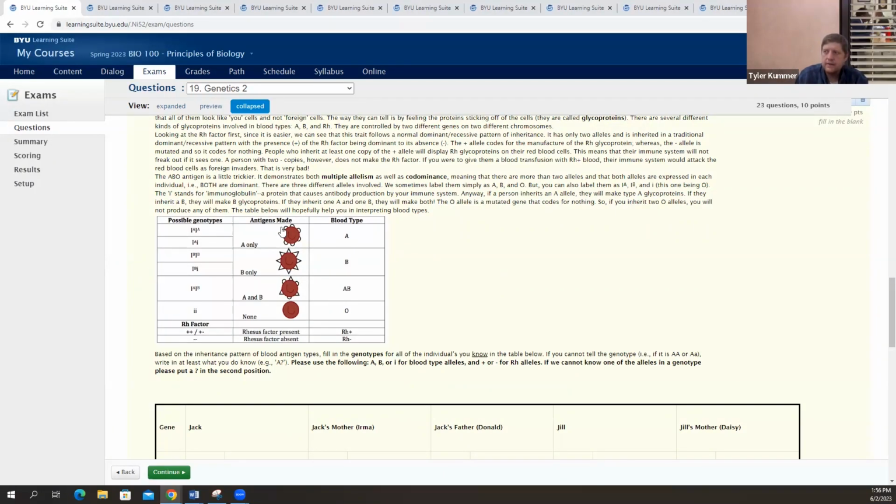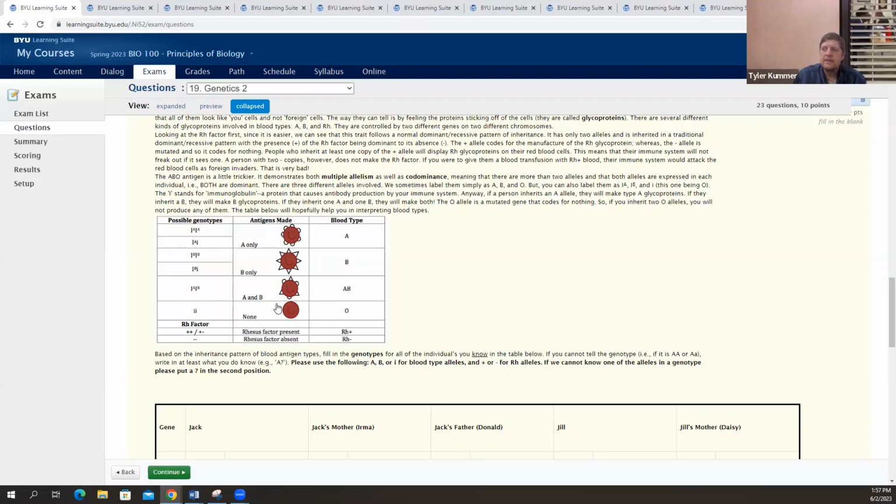An A allele gives you a certain type of antigen sticking off of the blood cell. A B antigen gives you a different kind of protein sticking off of the cell membrane of the blood cell. And an O allele gives you no antigen sticking off. So those are our 3 alleles instead of just 2. We call that multiple allelism. We also, in this case, see what we call codominance.